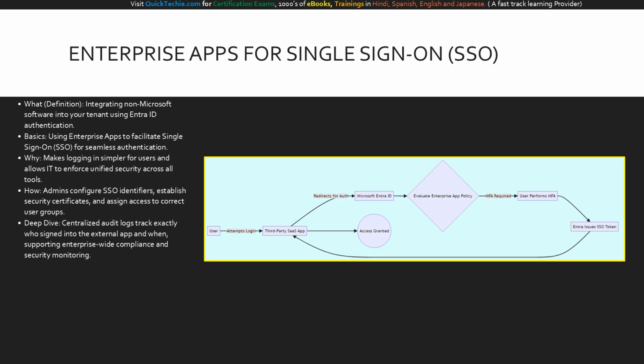The user attempts to log into a third-party SaaS app. Instead of asking for a local password, the app redirects the user to Microsoft Entra ID. Entra ID immediately evaluates the policies attached to the Enterprise App object. It sees that MFA is required, so the user performs the MFA challenge. Once verified, Entra issues a secure SSO token back to the application, and access is granted. The third-party app never sees the user's password, and IT maintains absolute control over the login conditions.